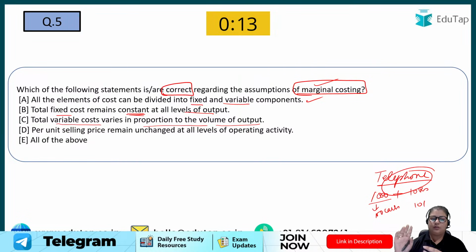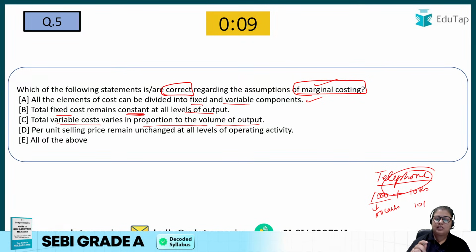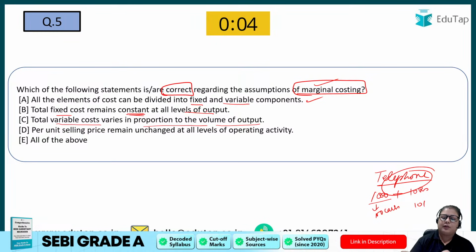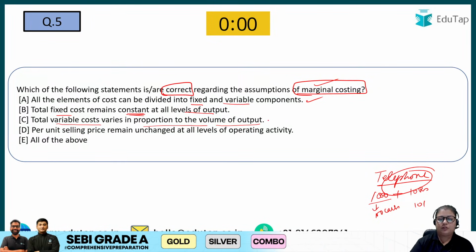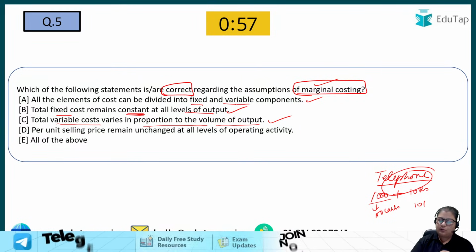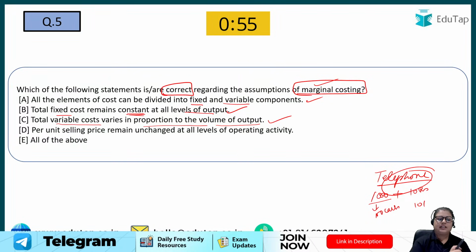Okay, that I'll explain you later. But the total variable cost changes in linear proportion, so here also this is correct, because they are saying it changes in proportion to the volume of output. So this statement is also correct. Although I've got my answer that it should be all of the above, let me discuss option D also. It says the per unit selling price remains unchanged at all levels of operating activity.